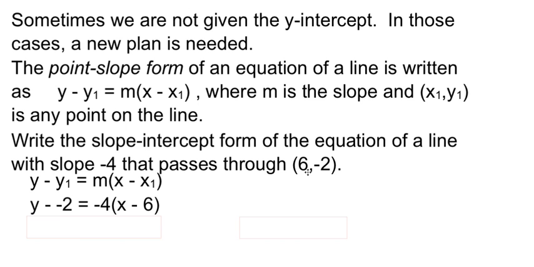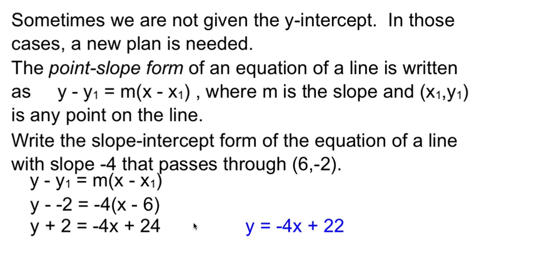Well, from here it's easy. We just have to distribute. I'm going to clean this minus -2 up into a +2. You can go straight to that step if you want to. I just wrote it this way to illustrate it. Distribute the -4. So we get -4x and +24. Now if we want to get y by itself, all we have to do is subtract the 2 over. And we get y equals -4x plus 22.